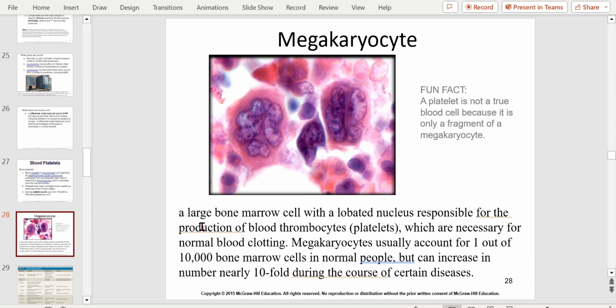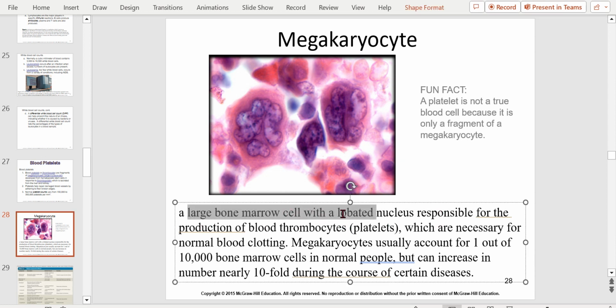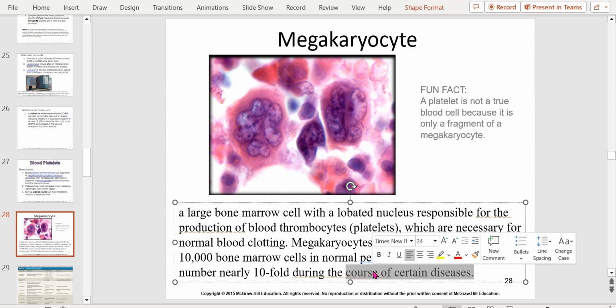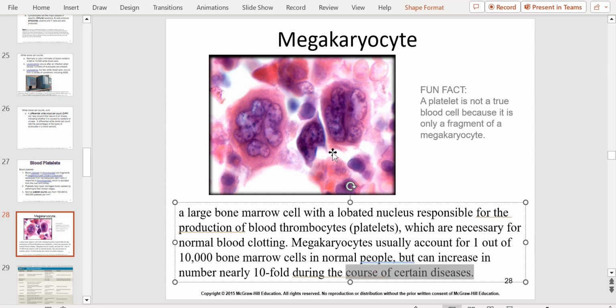Megakaryocyte, a large bone marrow cell with a lobated nucleus, is responsible for the production of blood thrombocytes, platelets. So megakaryocytes are involved in thrombocyte production, which are necessary for normal blood clotting. Megakaryocytes usually account for 1 out of every 10 bone marrow cells in normal people, but can increase in number to nearly tenfold during the course of certain diseases. So the number of these can be increased depending upon what you have.